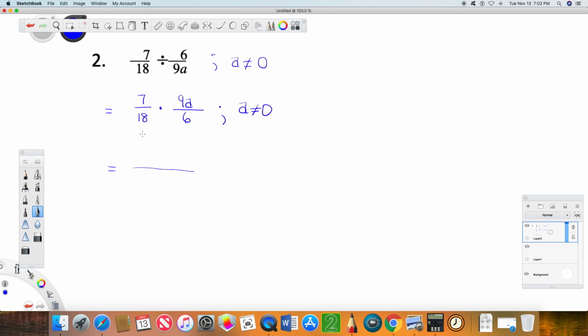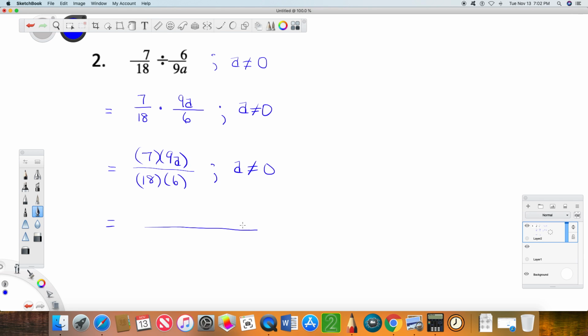So let's write this as 7 times 9a and 18 times 6. Of course, our restriction comes along for the ride with each step.